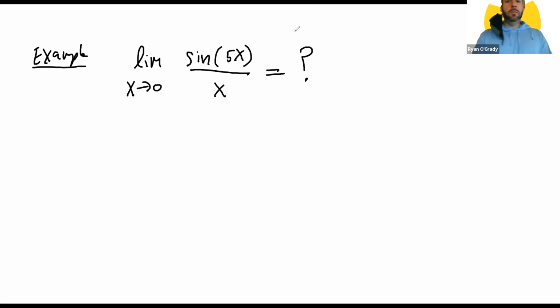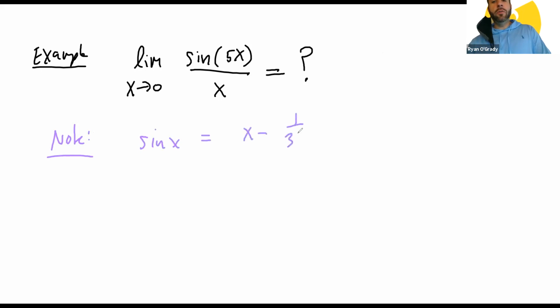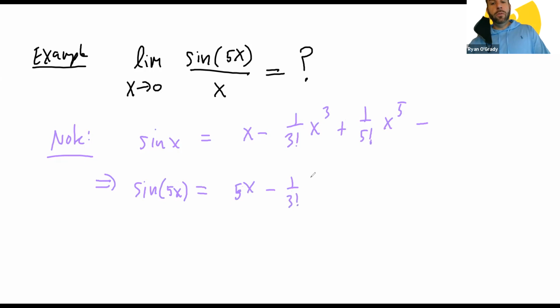So note, sine of x, as we know, is x minus 1 over 3 factorial x cubed plus 1 over 5 factorial x to the 5th, etc. This implies that the sine of 5x is 5x minus 1 over 3 factorial times 5x cubed plus 1 over 5 factorial times 5x to the 5th.